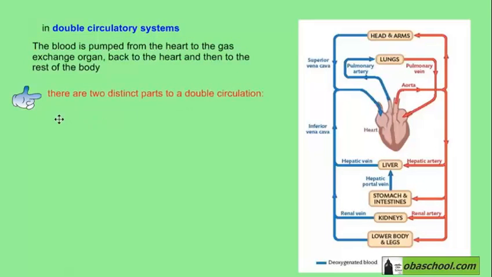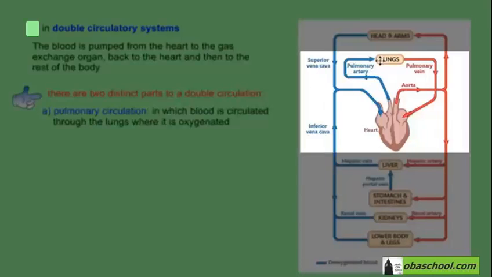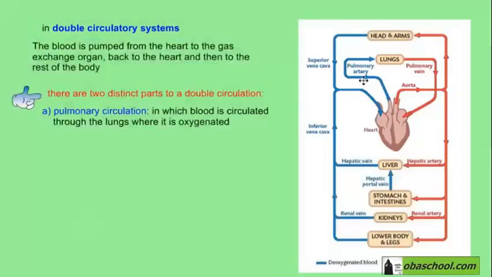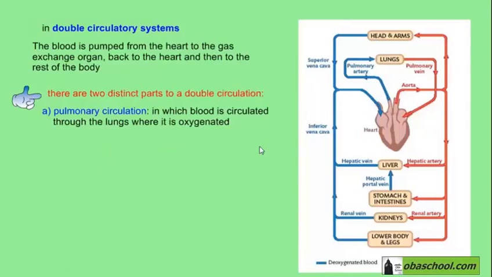So, two distinct parts. The first one is called the pulmonary circulation. Pulmonary means relating to the lungs. So this is, of course, the first circulation. Here we have blood circulating through the lungs. Remember that pulmonary means relating to the lungs, just like hepatic means relating to the liver, renal means relating to the kidney, and so on. So this is important because this is how we oxygenate blood. This is how we bring blood to the lungs where it can become rich in oxygen.